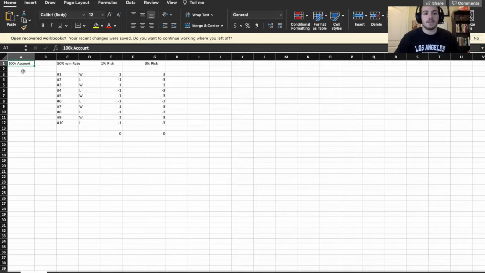So in this example, we're saying we have a 100K account, so 100,000. And if we have a 50% win rate through the course of 10 trades, we're going to be looking at win, loss, win, loss, win, loss. So if we have 1% risk, we win one, lose one. If we continue this for the course of 10 trades, the total is 0. Same thing, right? If we raise the risk to 3%, as long as we keep it at a 50% win rate, we're going to win one, lose one, win one, lose one.